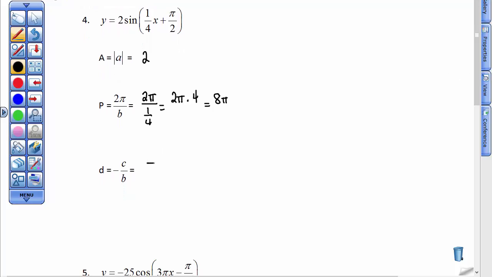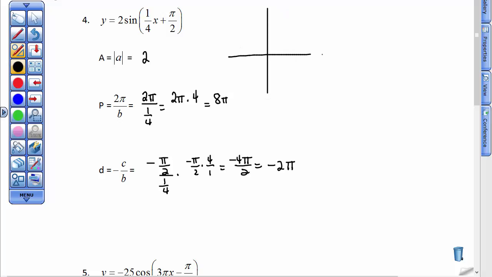The displacement is the opposite of this positive, and then I'm going to use the pi over 2. I'm going to divide by the b value, which is 1/4, and when I divide by 1/4, I multiply by 4 over 1. That's a negative 4 pi over 2, which is a negative 2 pi. So this curve is displaced, if you will. It kind of seems like a lot that it's displaced.